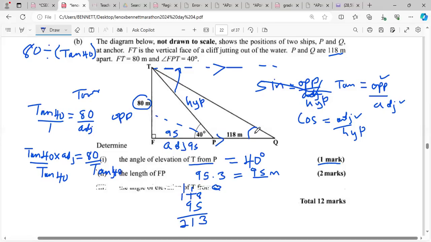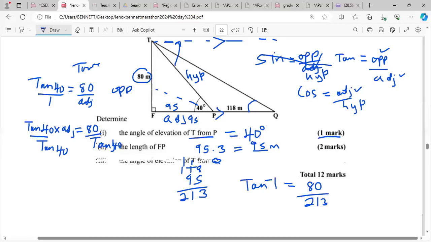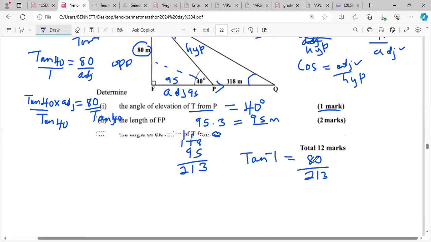So this side, we're looking from this angle. So this will be opposite over adjacent. You can do that with your calculator. Opposite of 80 over 213. Just press the division first, 80 divided by 213. We're going to get 0 point something, and then we press shift and tan, and you'll get the angle.